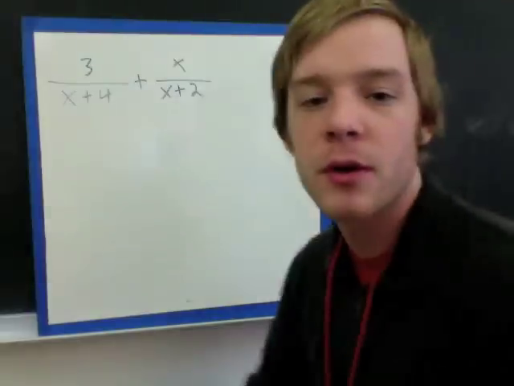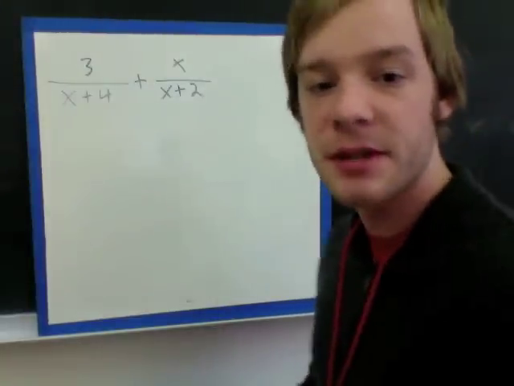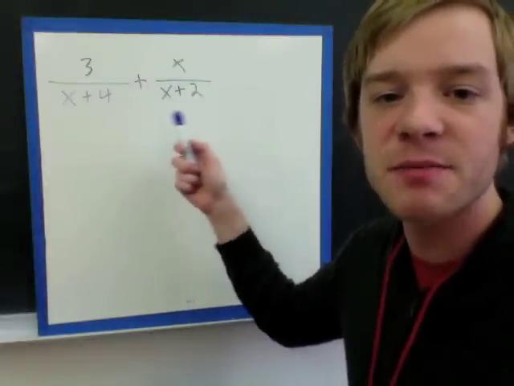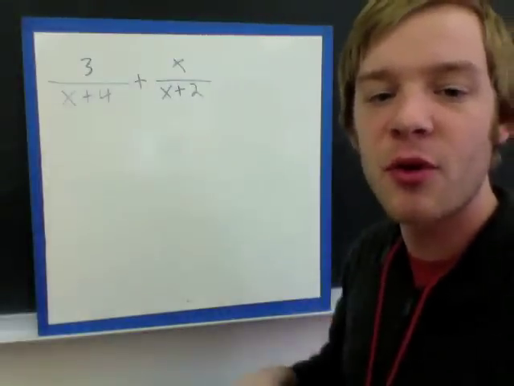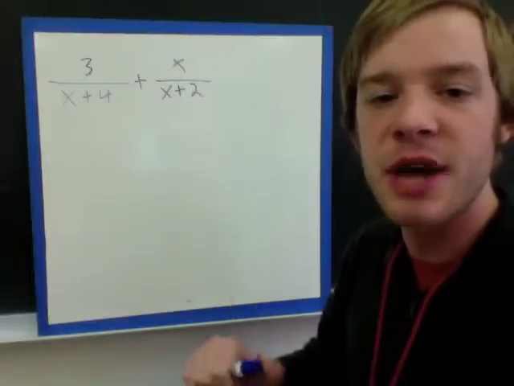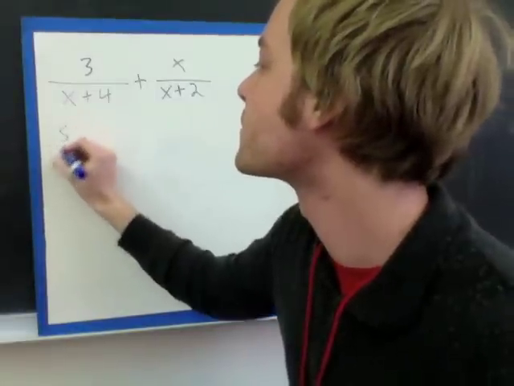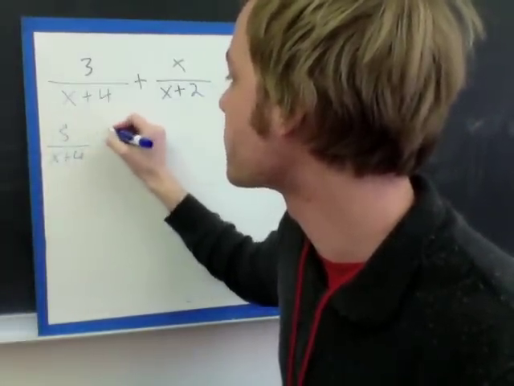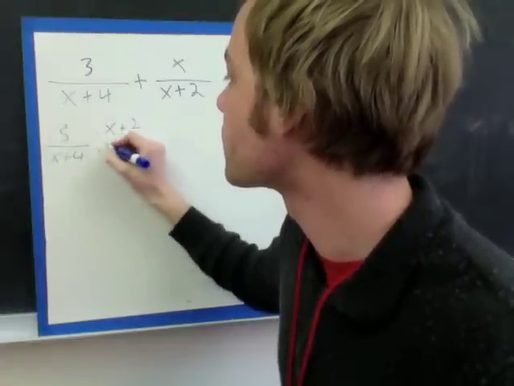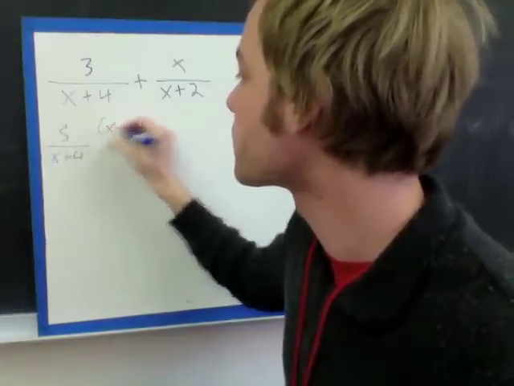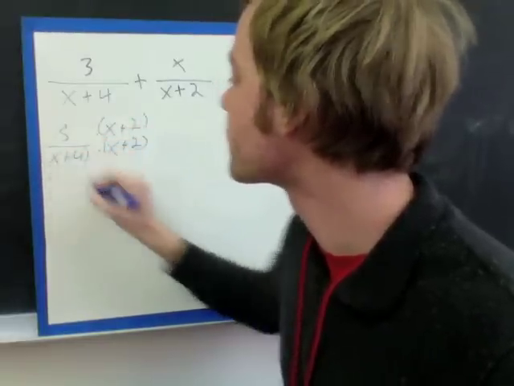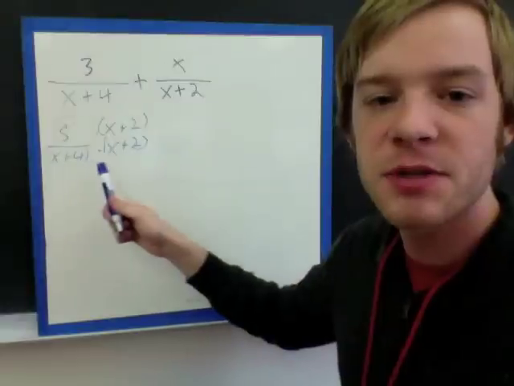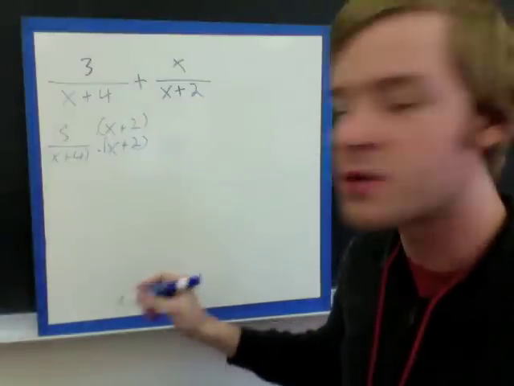Alright, just like before, we are looking to see what we're missing from each of our two expressions. In this first expression, I've got x plus 4, but I'm missing the x plus 2. So I need to multiply the whole first expression by x plus 2 in both the top and the bottom. So the denominator, I'm just going to put these two together.